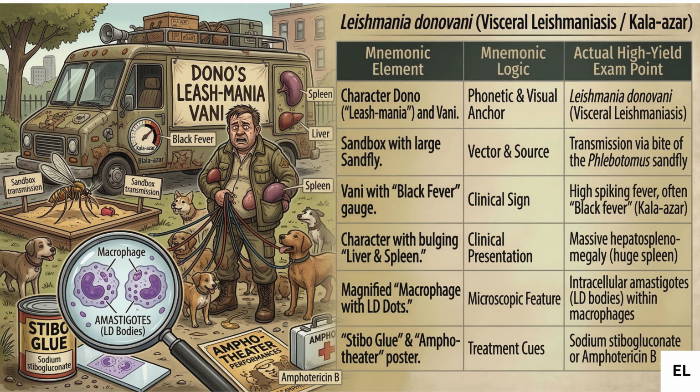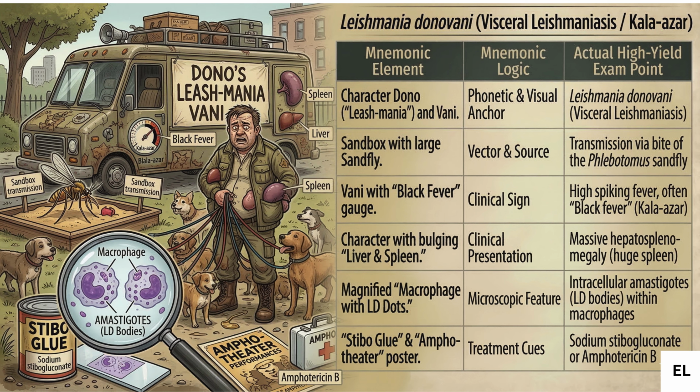Now shift your attention to the left side of the scene. You will see a sandbox with a large sandfly. This is extremely important. Leishmania is transmitted by the bite of the female Phlebotomus sandfly. So the sandbox and sandfly together represent transmission via sandfly bite. Whenever you see a sandfly, immediately think of Leishmania infection. Now look at the animals around the scene, especially the dogs. Dogs act as reservoir hosts for Leishmania in many regions, so their presence reinforces the idea of zoonotic transmission.